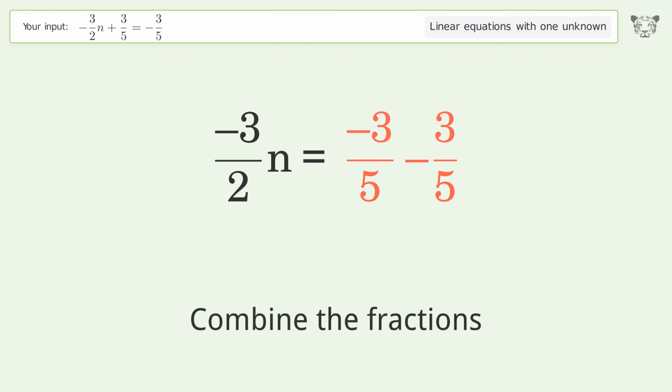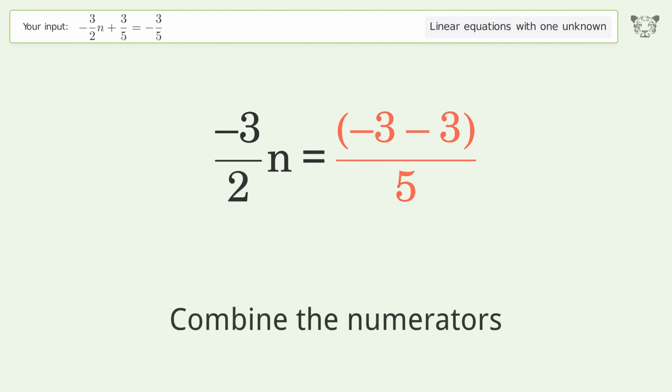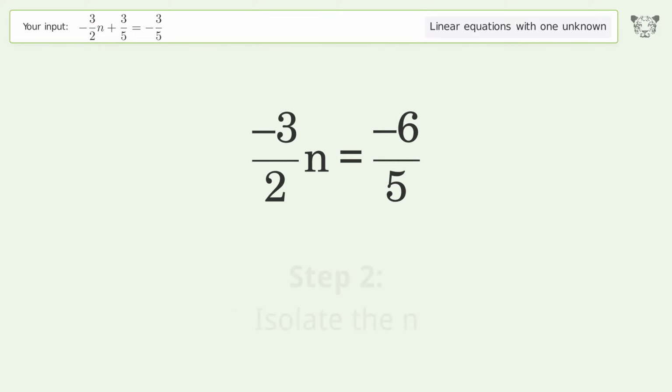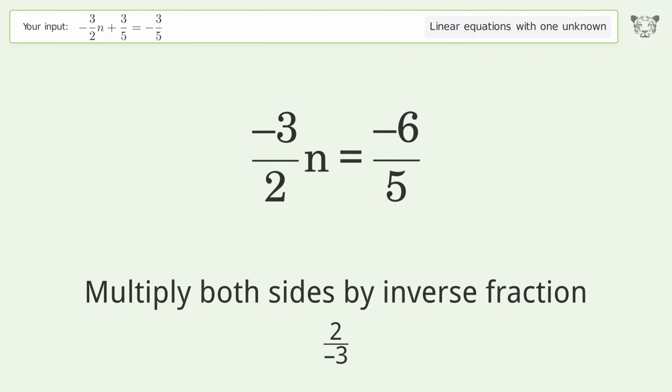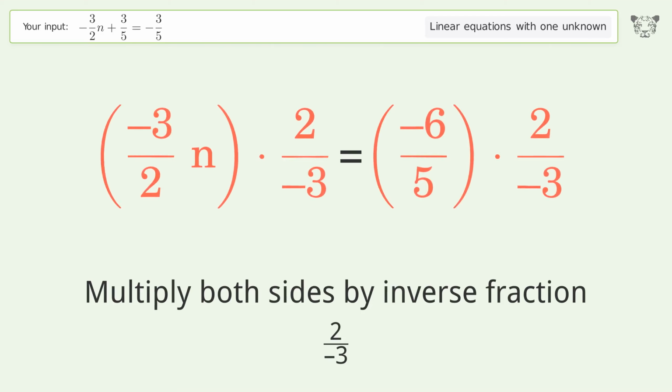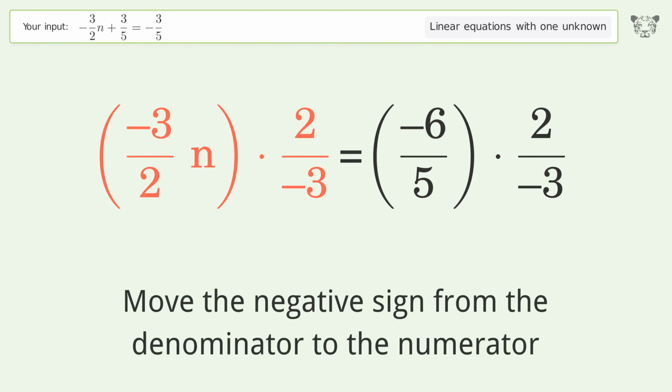Combine the fractions. Combine the numerators. Isolate the n. Multiply both sides by inverse fraction 2/3. Move the negative sign from the denominator to the numerator.